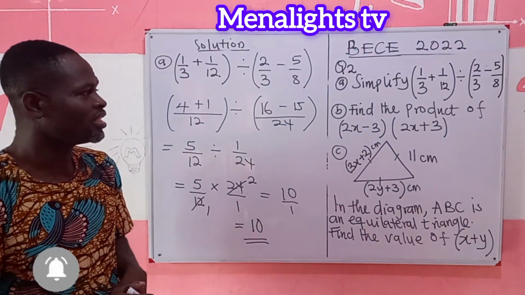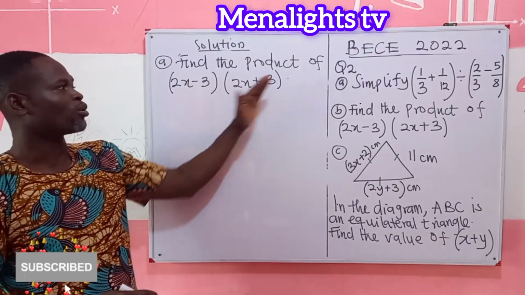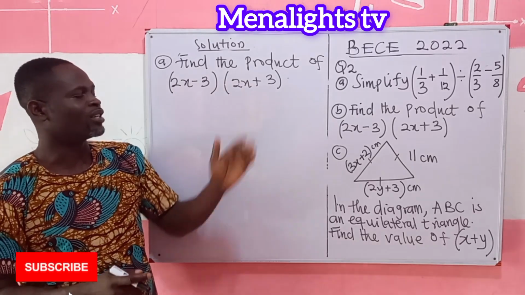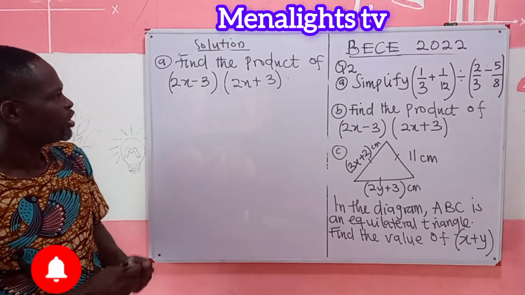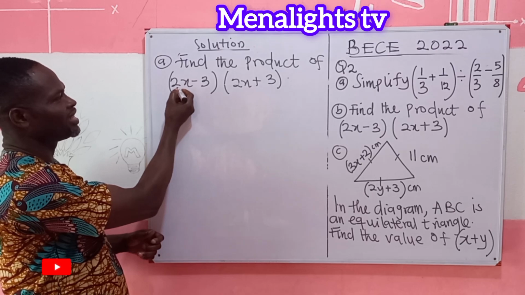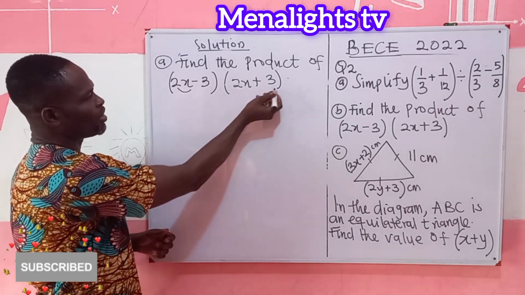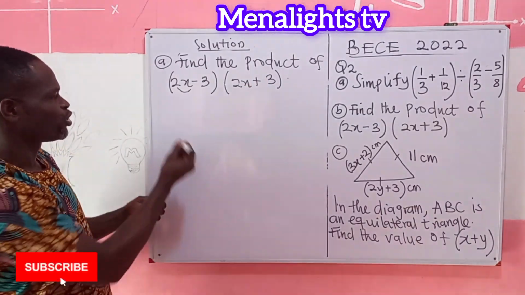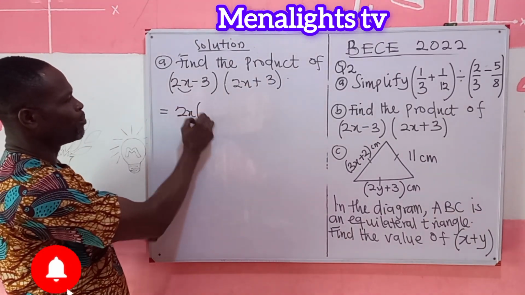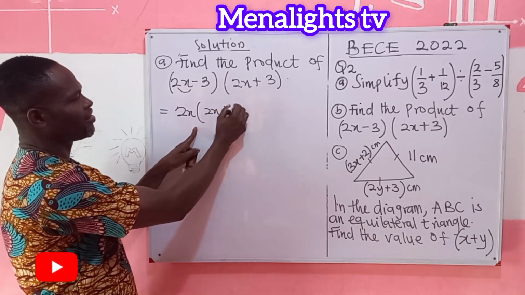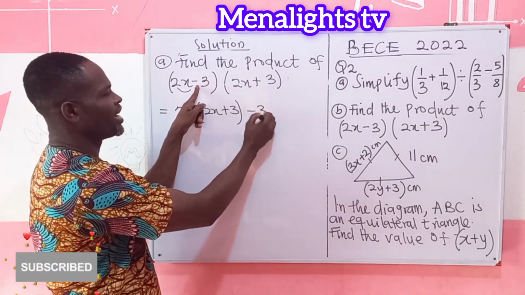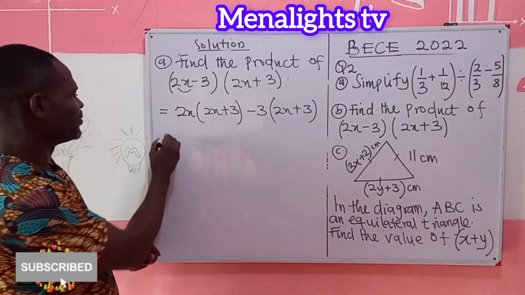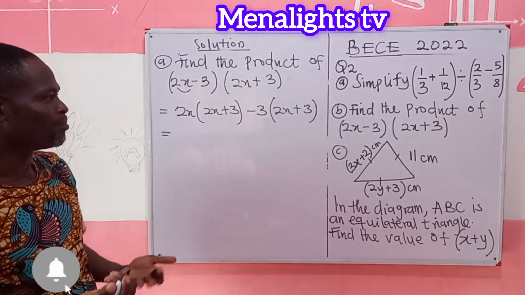Now let's go to question 2b. This is question 2b. We have to find the product of 2x minus 3 and 2x plus 3. So what we have to do is, it means that this 2x will multiply everything that we have here. The same way the minus 3 will also multiply everything that we have in the bracket. So we can rewrite this as 2x multiplying 2x plus 3, then minus 3 into bracket, the same 2x plus 3. So once we are done with this, we can expand or open the bracket.